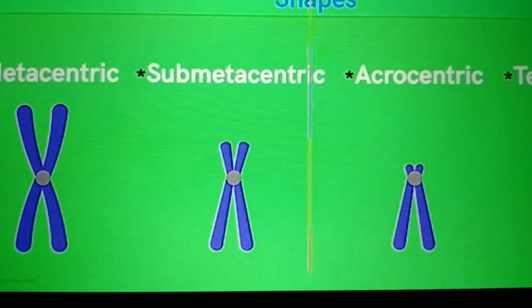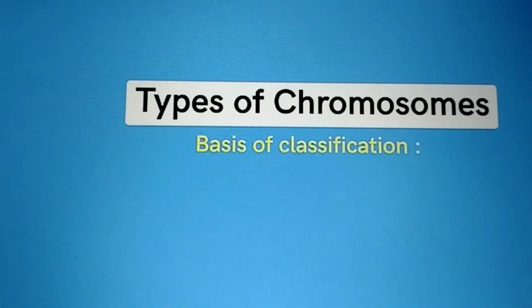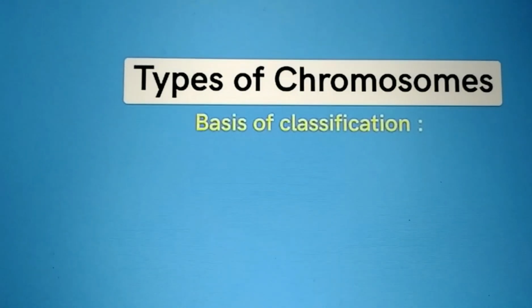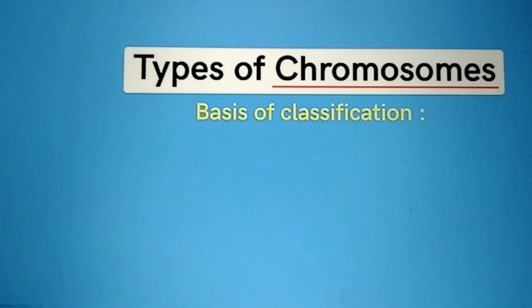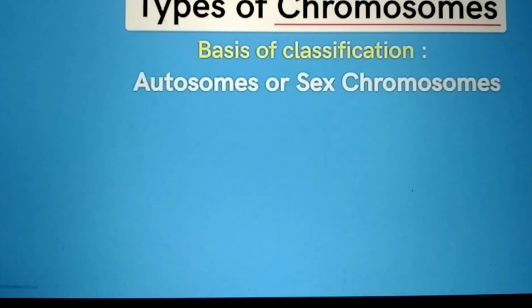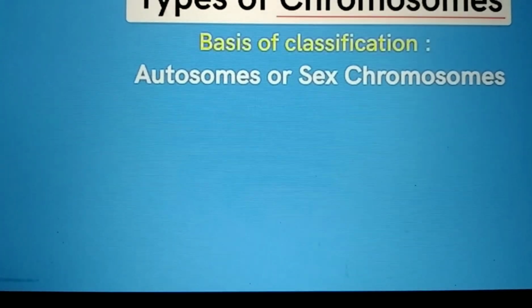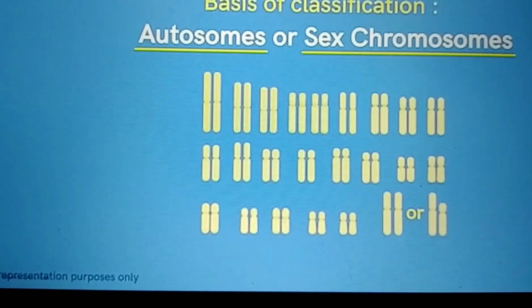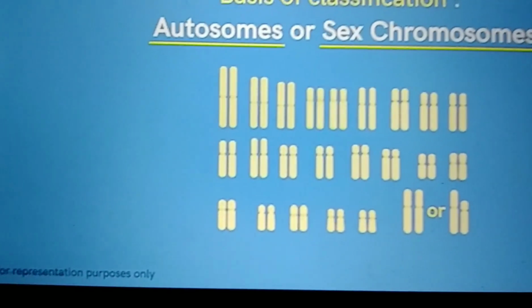Now let's have a look at the other type of classification. This is a much simpler type of classification. Here, the chromosomes are classified whether they are autosomes or sex chromosomes. Now what could these be? This is a representative image of a typical human karyotype.